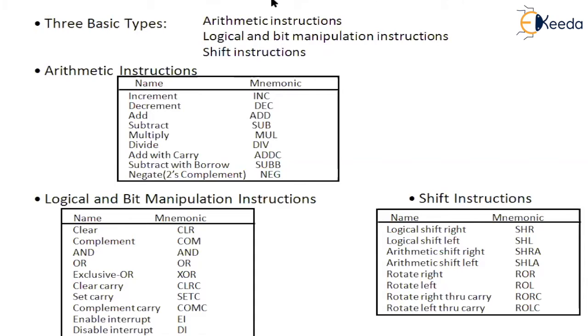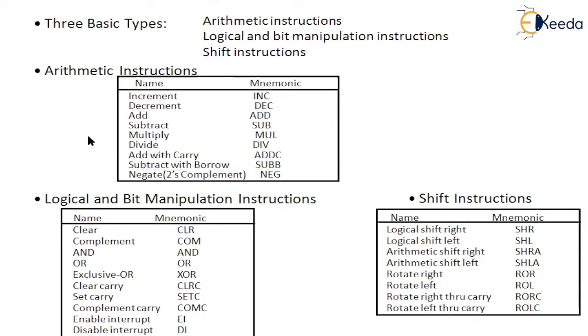One is arithmetic instructions. Second one is logical and bit manipulation instructions. And the third one is shift instructions. You know what the arithmetic instructions are? Arithmetic instructions are such as increment, decrement, add, subtract, multiply, divide, add with carry, subtract with borrow, and negate.